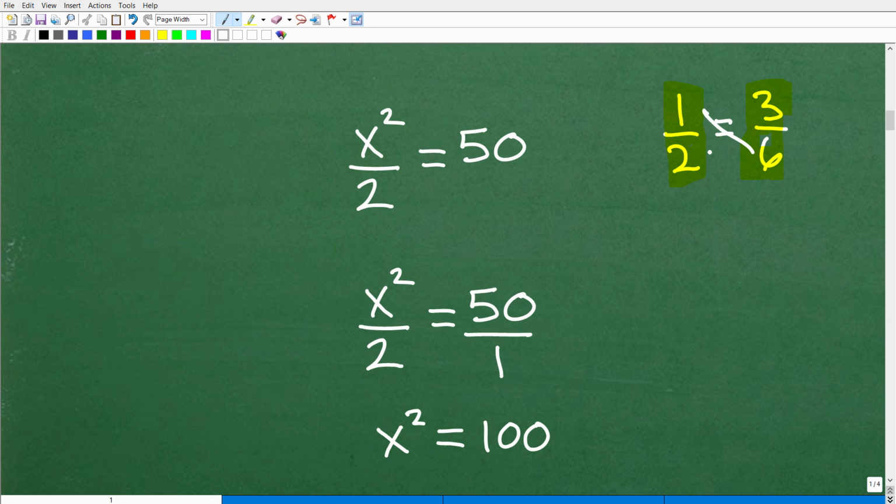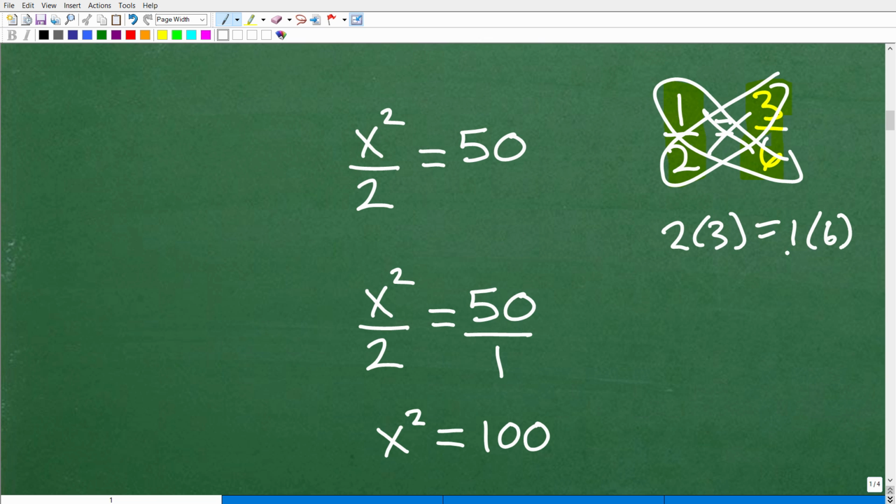So what we can do is just cross multiply. This is called the cross product. So in other words, 2 times 3, if I multiply this way, is equal to 1 times 6. All right, we can see that is true. 2 times 3 is 6, is equal to 6.